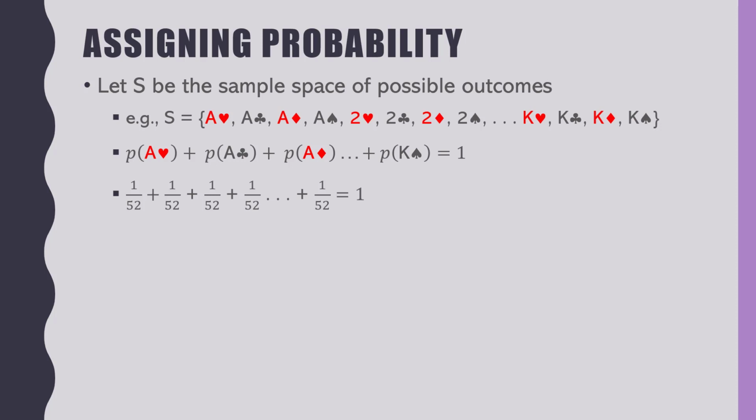And this is another way to think of it, right? The probability of getting the ace of hearts is 1 out of 52. The ace of clubs is 1 out of 52. Ace of diamonds, 1 out of 52, all the way up. The probability of getting any one of those at any given time, the total of all of them is 1.